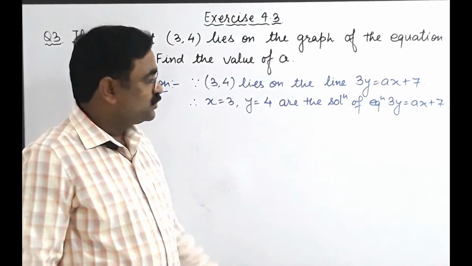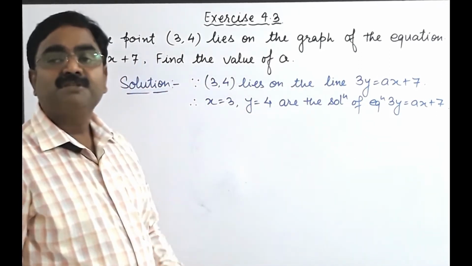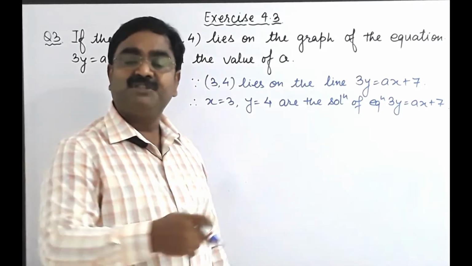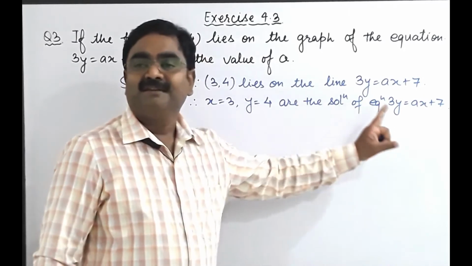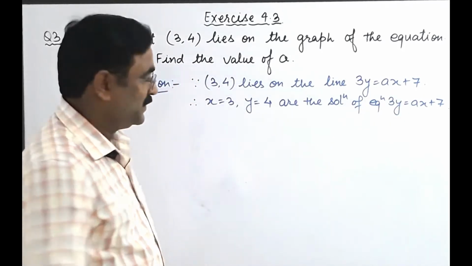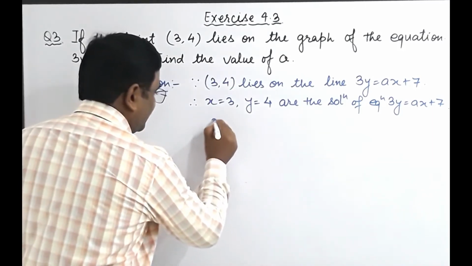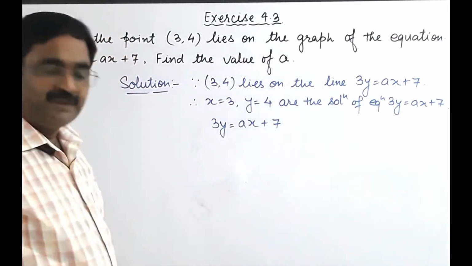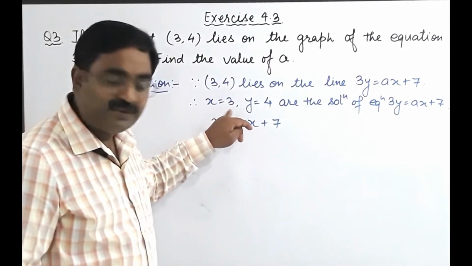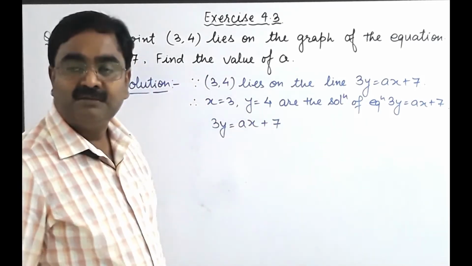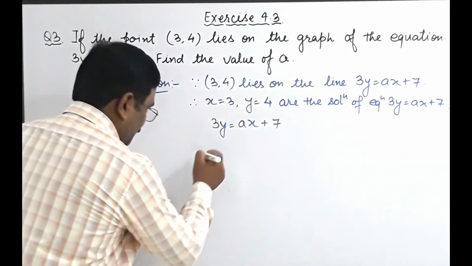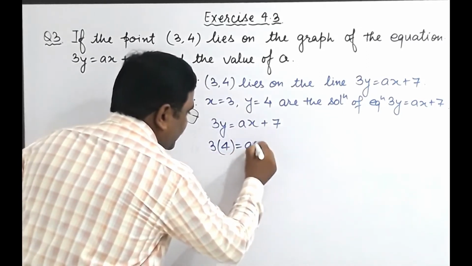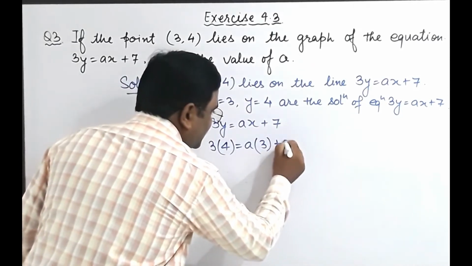Right friends? As these values are a solution of this equation, it means these values of x and y satisfy this equation. So we can substitute these values of x and y and get the value of a easily. Our equation is 3y = ax + 7. In this equation we substitute x = 3 and y = 4. So 3 into y, and the value of y is 4, equals a into x, and the value of x is 3, plus 7.